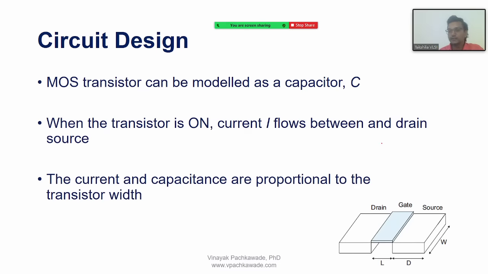So there are a few things that you need to understand as a layout engineer. First, we know that a metal oxide semiconductor transistor can be modeled as a simple capacitor. Can anybody tell me how we can model a MOS transistor as a capacitor?